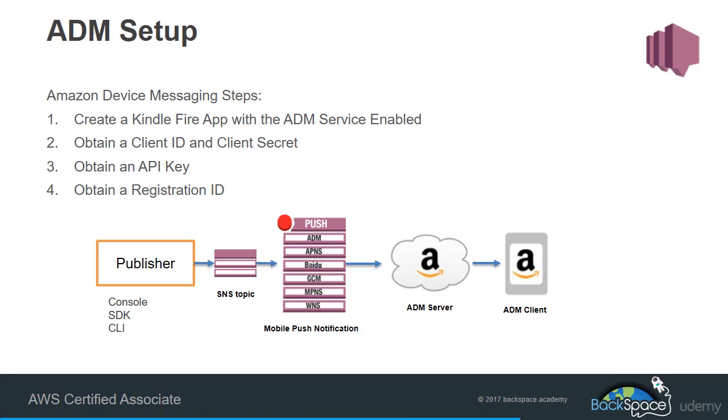The Amazon device messaging steps: first you need to create a Kindle Fire app with the ADM service enabled. From there you can obtain a client ID and a client secret, and then you can obtain an API key, and from there you can obtain a registration ID. So once you have that registration ID, you can then use that with the mobile push notification service to enable push notifications to ADM, and that will send messages through to the ADM server, and those messages will then be forwarded on to subscribing ADM clients.